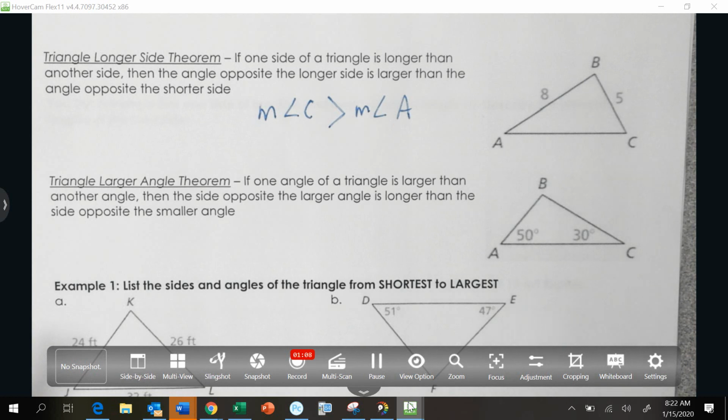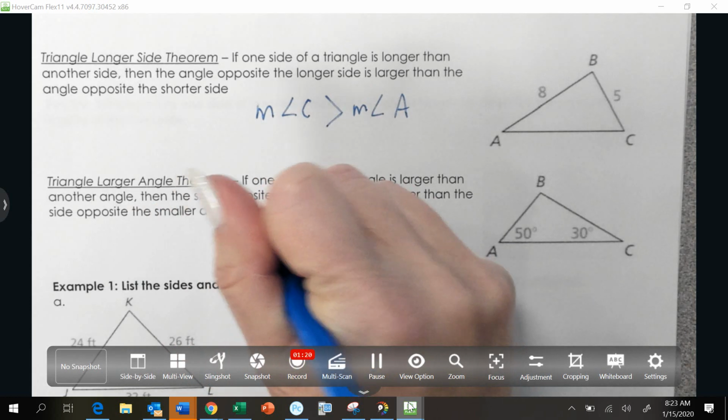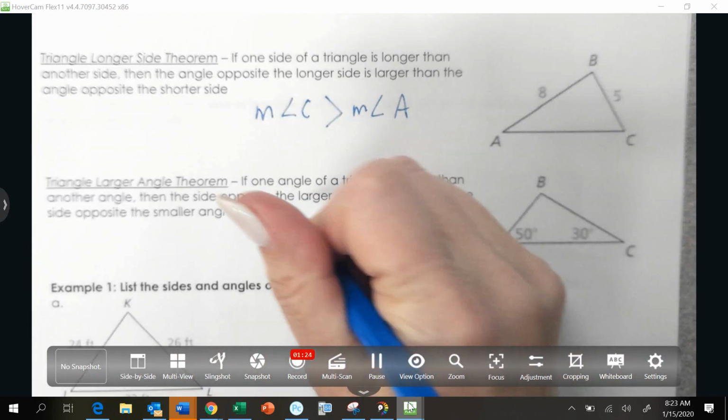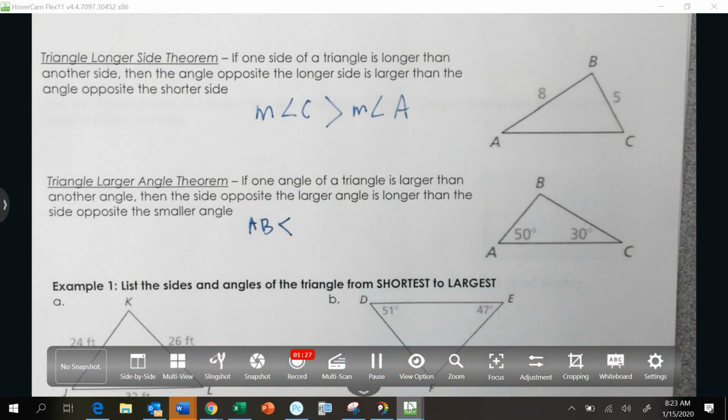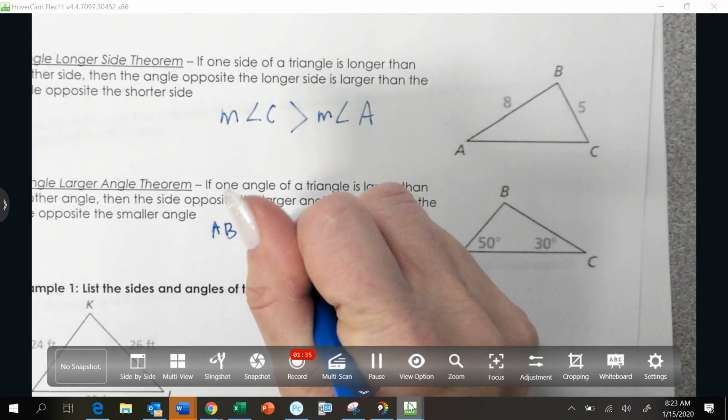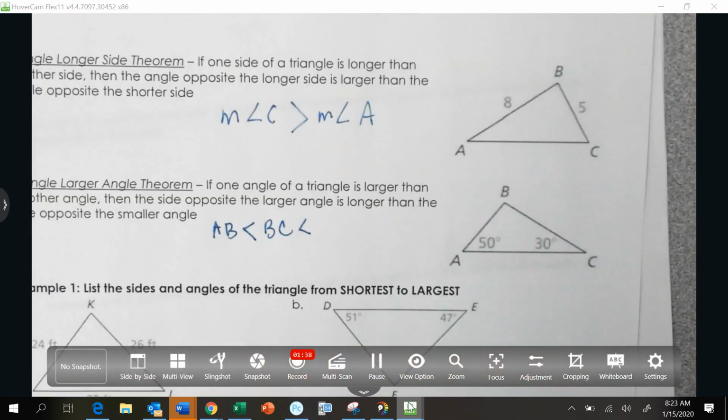Actually, we could do all three. Let's put them all in order. Which is the smallest side? Maggie? Do you care if I call it AB? Okay, so side AB is the smallest side. What is the medium length side? BC. And then which is the longest side?